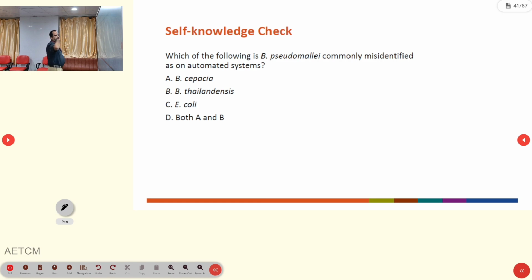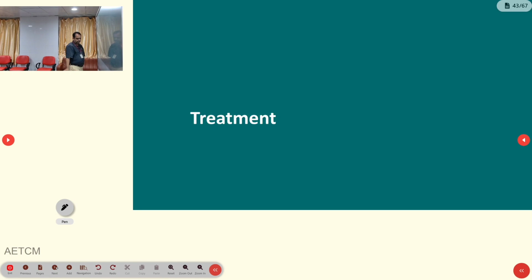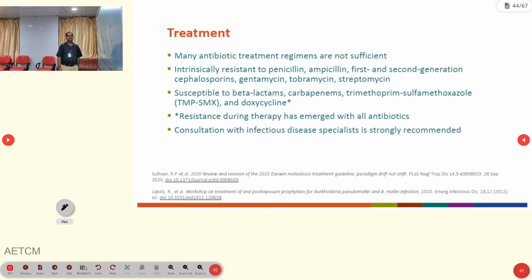Which of the following is pseudomallei misidentified as? A, B, C, or both A and B? Cepacia and thailandensis. Burkholderia thailandensis is a non-pathogenic Burkholderia. So it's A and B, it can be misidentified, but always think that pseudomallei can be misidentified as cepacia in your patient with risk factors.